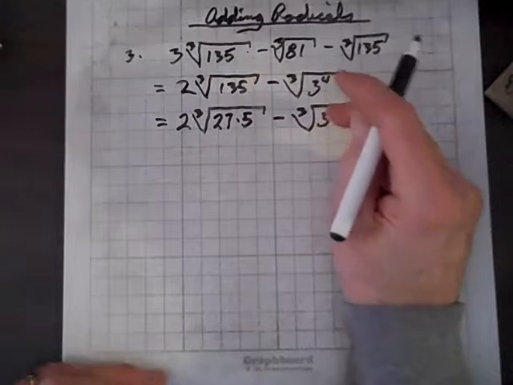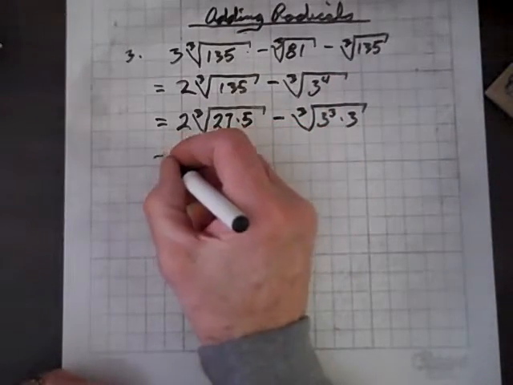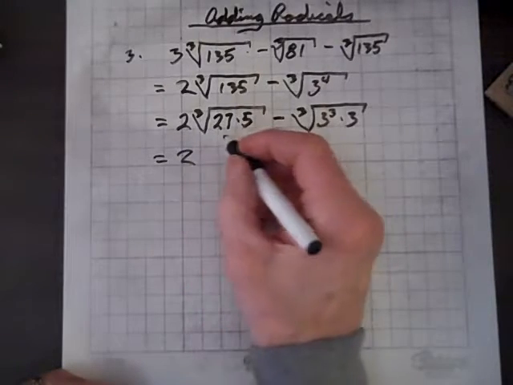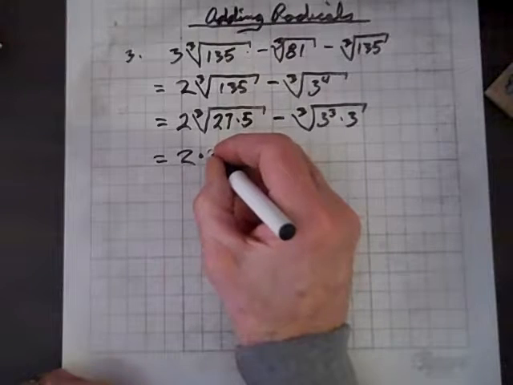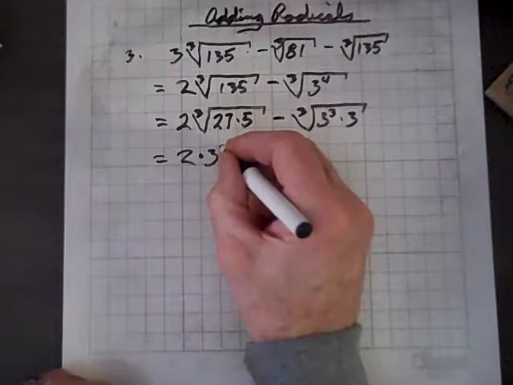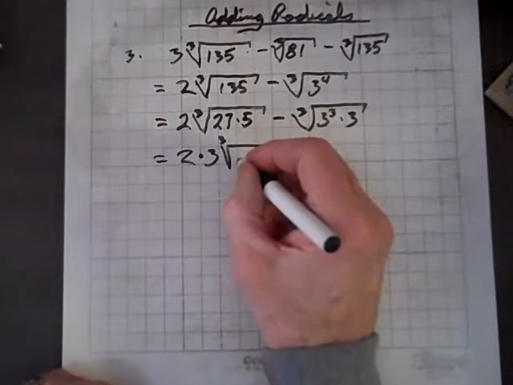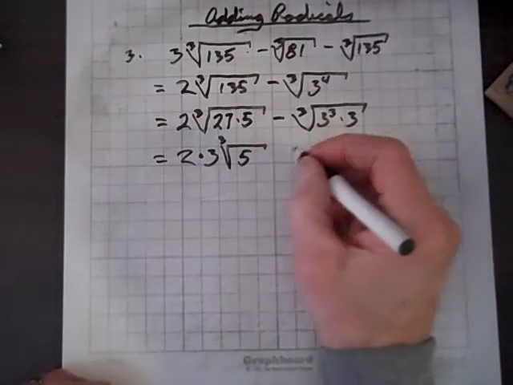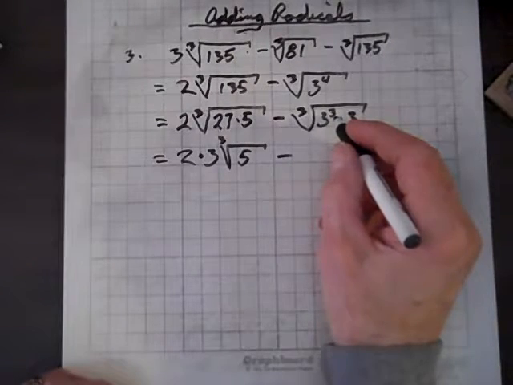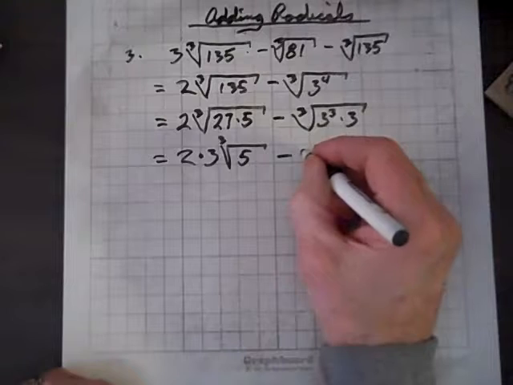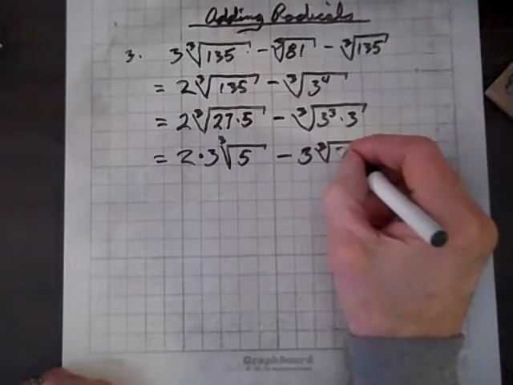That's not too clear, is it? Okay. So that's going to be 2 times, and by the way, the cube root of 27 is 3, so we can get a 3 out from under that radical. And we still have cube root of 5 left. And now minus the cube root of, oh, let's see, the cube root of 3 cubed is 3, and we've still got the cube root of 3 left.